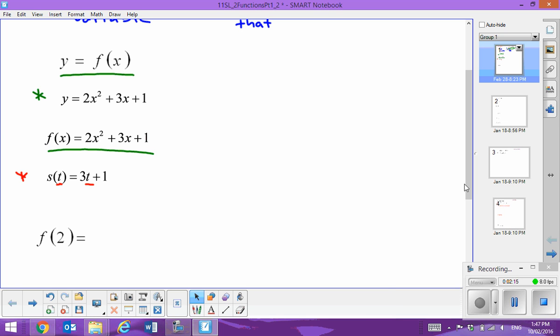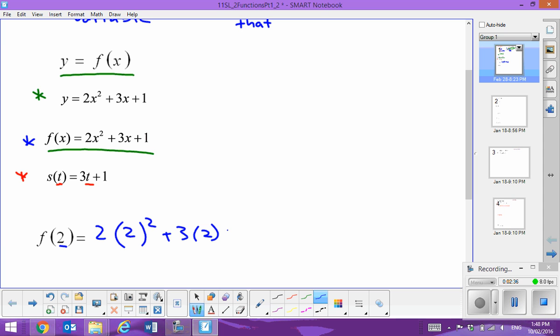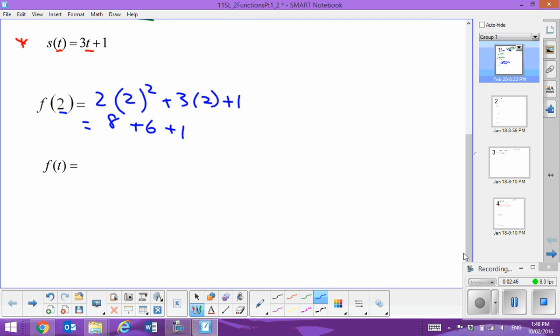If I want to say what is the value of the function at 2, going back to our original function f of x, then that's just saying wherever there's an x, substitute 2. So that would be the same as 2 times 2 squared plus 3 times 2 plus 1. And calculating that out, we've got 8 plus 6 plus 1 is 15. So that's saying the value of the function when x is 2 is 15.